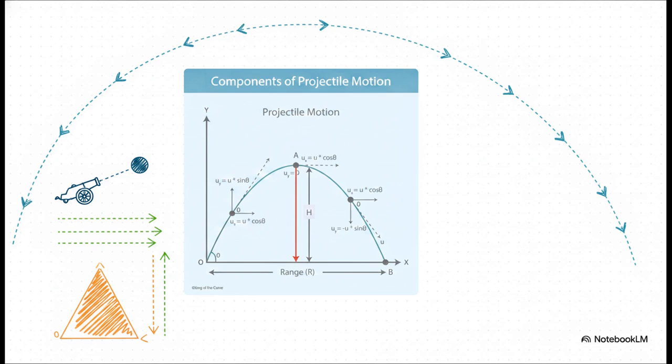The horizontal component is simply your initial speed, u, multiplied by the cosine of your angle. The vertical component is u multiplied by the sine of your angle. Once you slice that initial launch into these two distinct pieces, you have officially bypassed the hardest part. You can basically treat the rest of the problem as two simple one-dimensional questions.